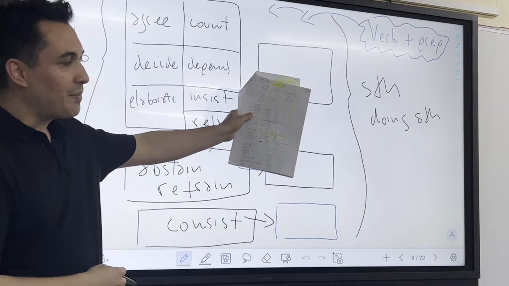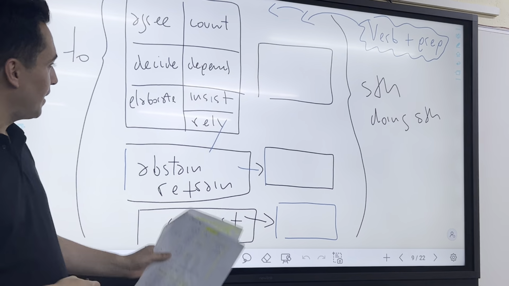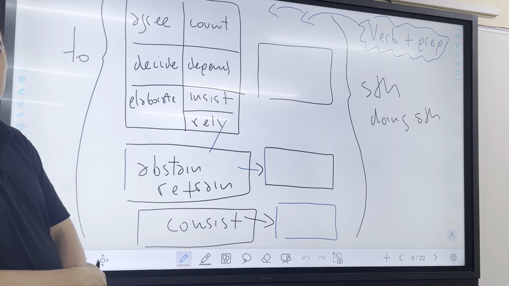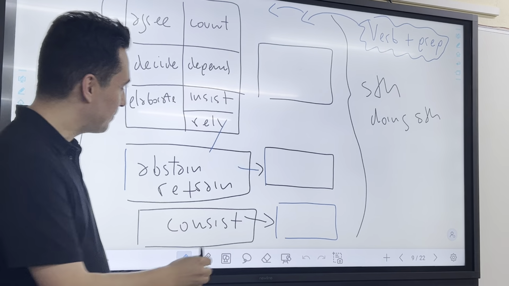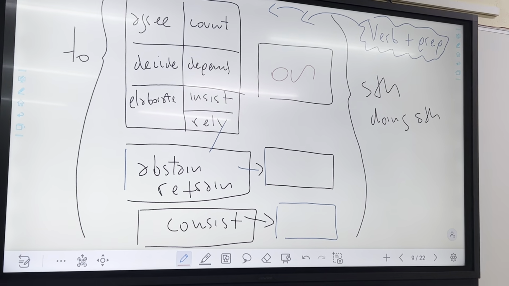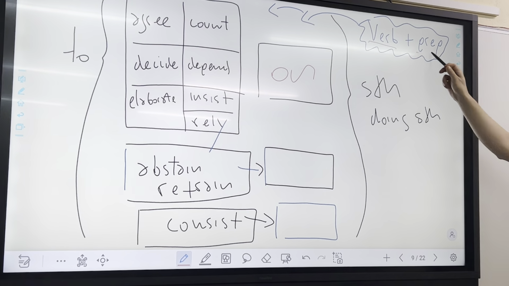Agree something, count something, decide something, depend something, elaborate something, insist something. What is the best preposition there? On. Very good. Depend on something, insist on something, rely on something. Okay, again, these patterns are, as you can see, verb and preposition.